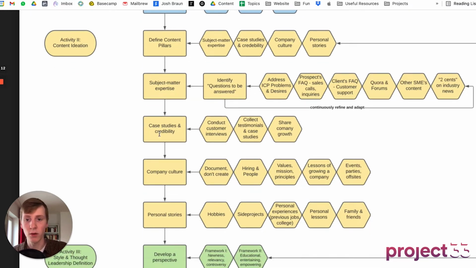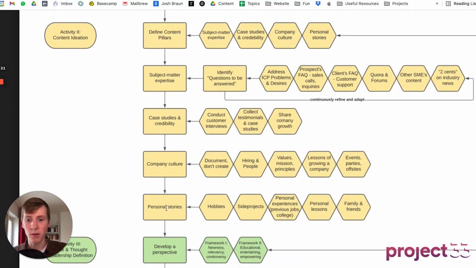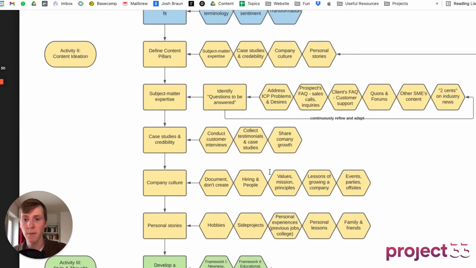And so each of these four things has their own inputs. For company culture is hiring and people, your values, mission, principles, the lessons that you learn growing a company. For personal stories, it's hobbies, side projects, stories, anecdotes, previous experience, previous jobs, you going to college, all of that stuff. And then subject matter expertise, thought leadership content, that's really answering and solving your customers' problems, addressing their desires, addressing their frustrations, addressing their pain points, adding your 2 cents on industry news. So all of these different things are inputs here, and we define these for you. So we create kind of recurring themes that we're going to come back to over and over again.